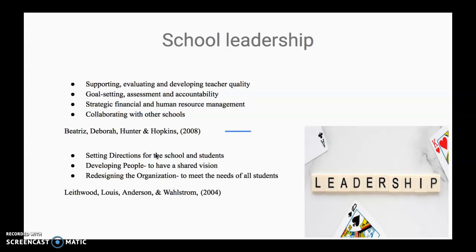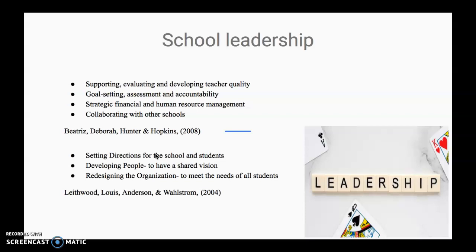We need to collaborate with other schools, see what works for them. I'm a person who steals stuff from wherever I can, pieces and parts, and makes it fit what we do and makes it work for us. We need to set directions for the school and the students. We need to have a clear vision for what we want it to be. We need to develop people to have a shared vision. What I mean by that is that we need to all be working towards the same goal, which is student learning and driving that student learning.